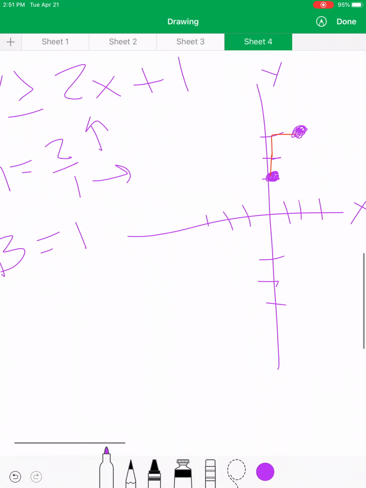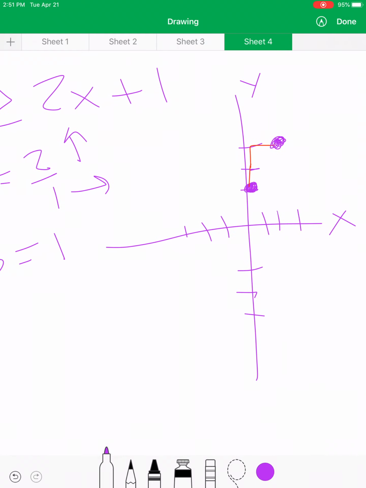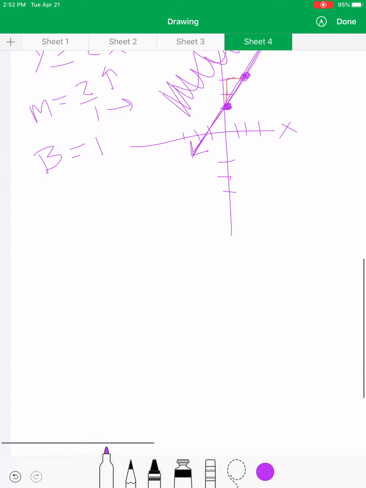Okay? Let's see. There is a solid line. Y is greater than or equal to. That was a little better. Greater than or equal to. So that's what the line should look like. And y is greater than, so we shade above our line. All right? It's pretty simple. Let's try another one now.